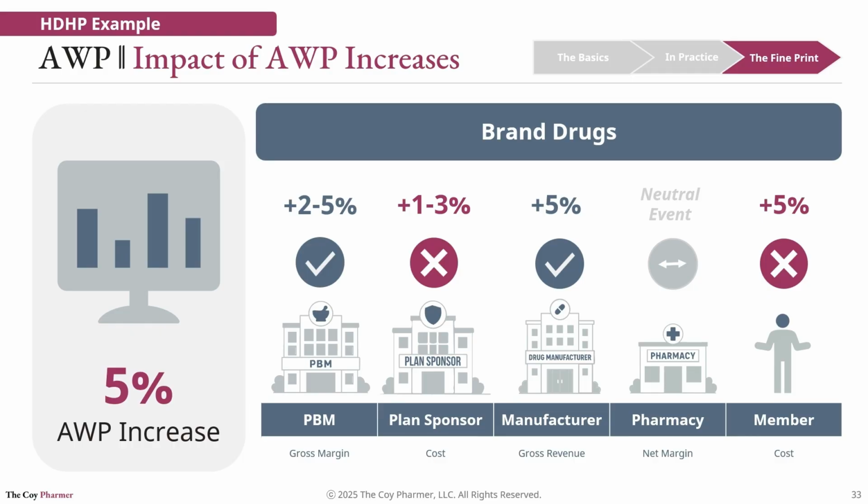And then finally, in the case where the member has a high deductible health plan, for example, they need to spend $3,000 or $5,000 before their insurance starts picking up the tab, the member may experience up to a 5% increase immediately on their drugs at the pharmacy counter.